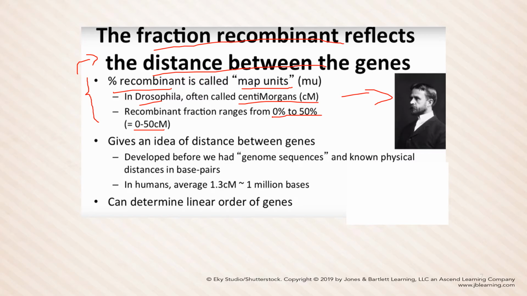And again, this was not the physical map of a chromosome, but it gave us the idea of distance between genes before the gene sequence was available. Now the physical maps are measured in base pairs. For example, 1.3 centimorgan is around 1 million bases in humans. And this way of measuring distance between genes allows us to determine the linear order of genes, so where the genes were located, even when we didn't have the sequence.